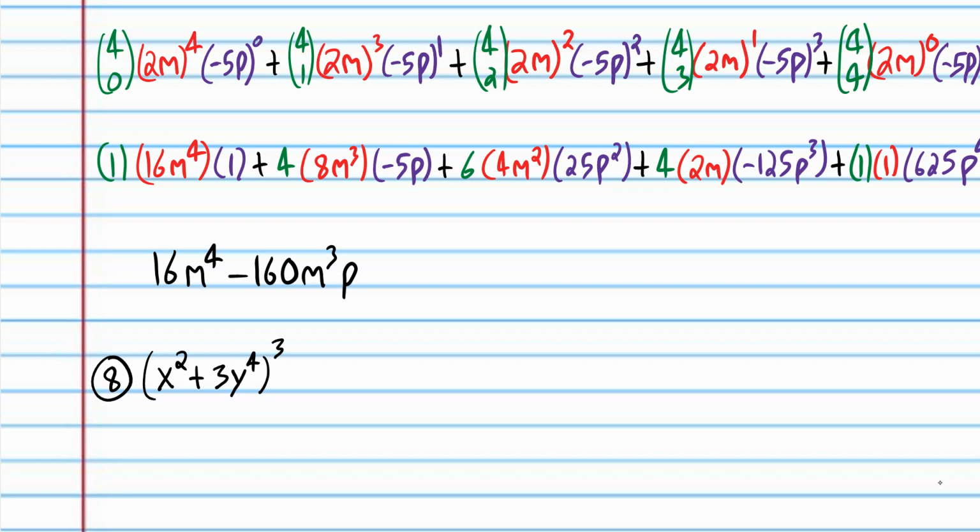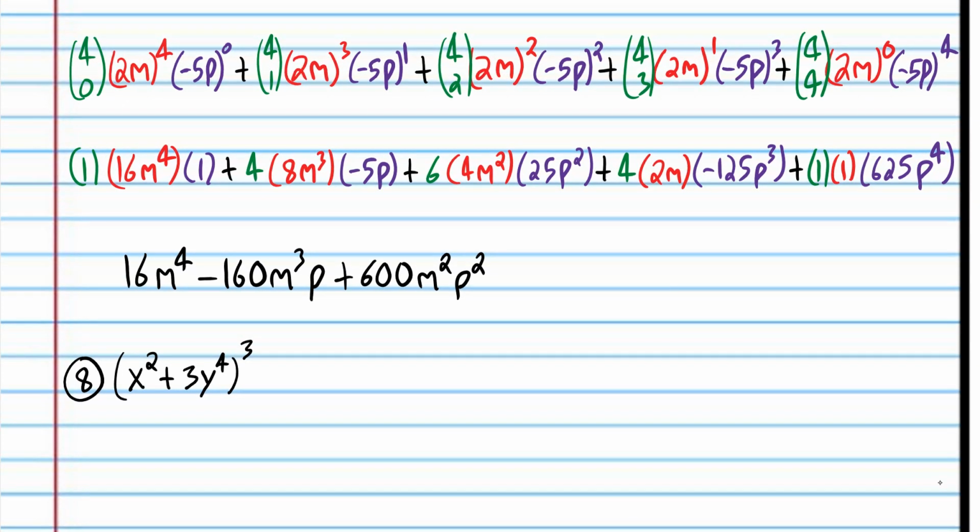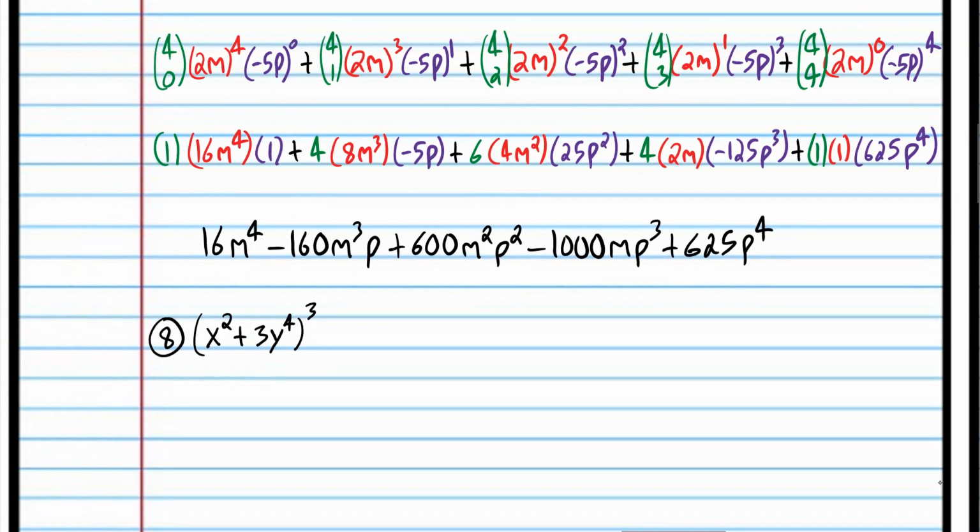and 6 times 4 times 25, that's going to be 600 m squared p squared. And 4 times 2 times negative 125. You can use your calculator if you need to. We get 1,000, so that's negative 1,000 m p cubed, and then we have 625 p to the 4th power. So that is the expansion.